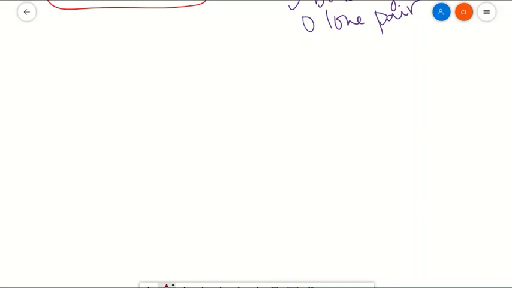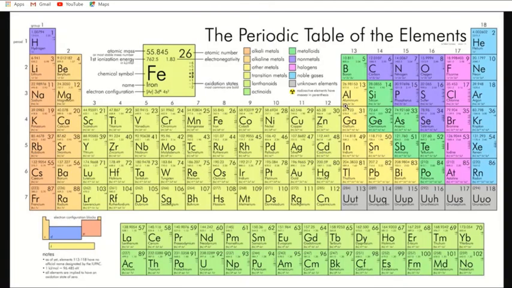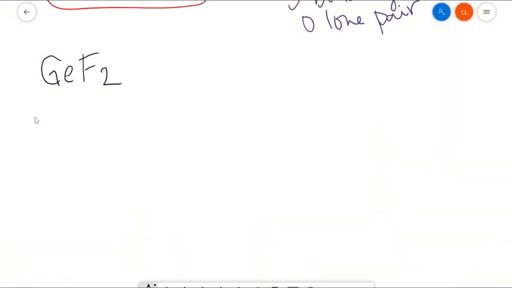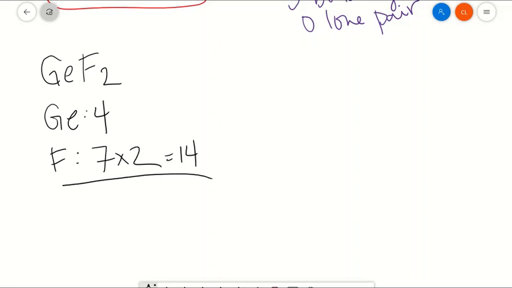Okay, now let's take a look at another example. Okay, so let's find germanium. It is right here. So you can see it's 2 into the P's. So it has 1, 2, 3, 4 valence electrons. Each fluorine has 7, and we have 2 of them. So we have a total of 18 valence electrons.